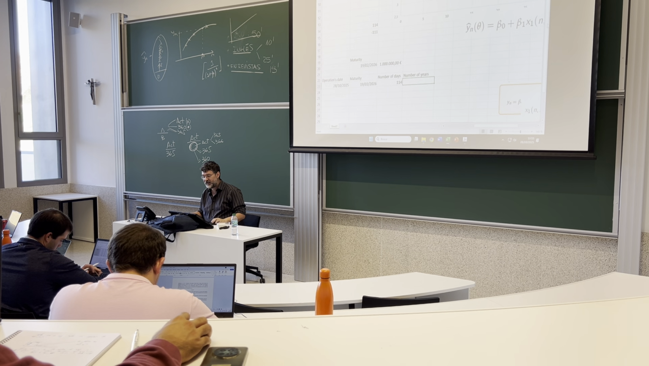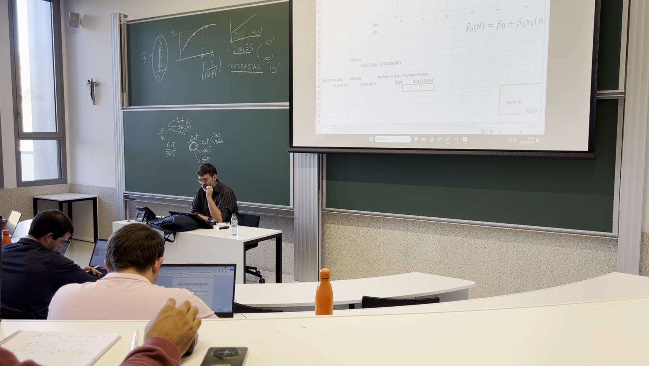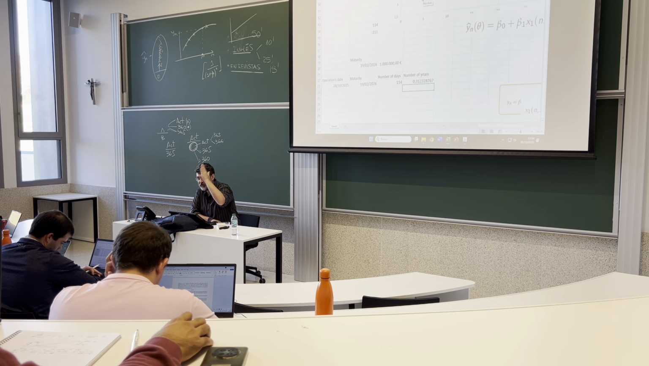So the number of years will be 114 over 365. So we get a maturity of 0.31, 23, 28, 7, 67 years. And now we need to go into this curve and look for that specific value. So this is the payoff of what we did.